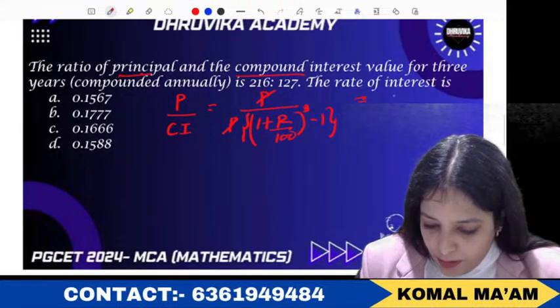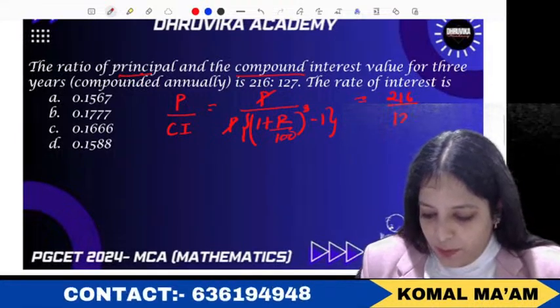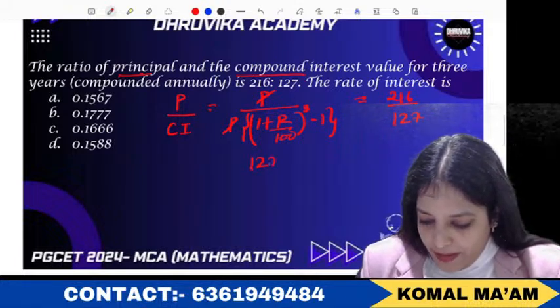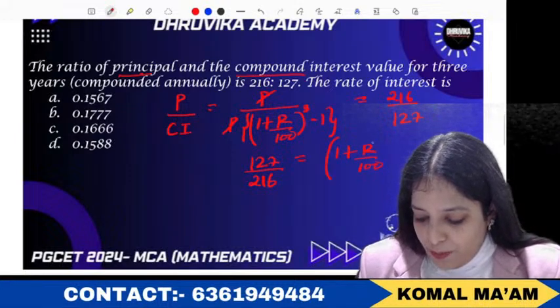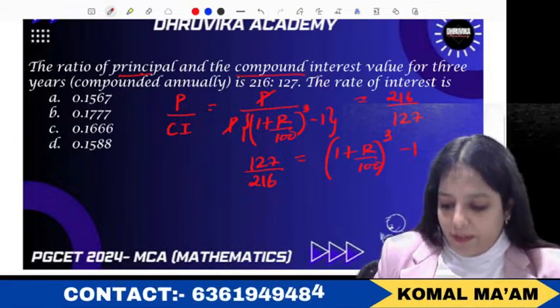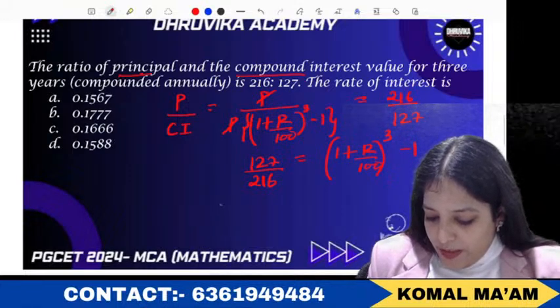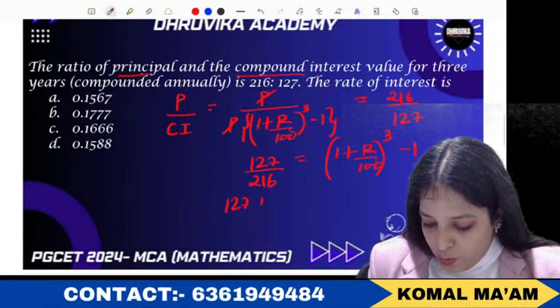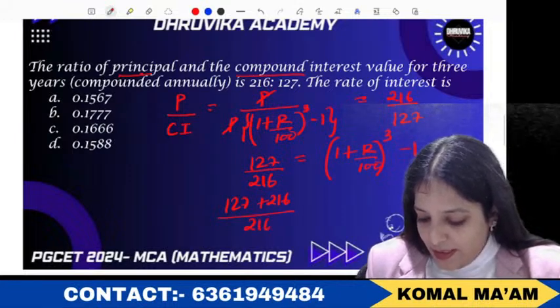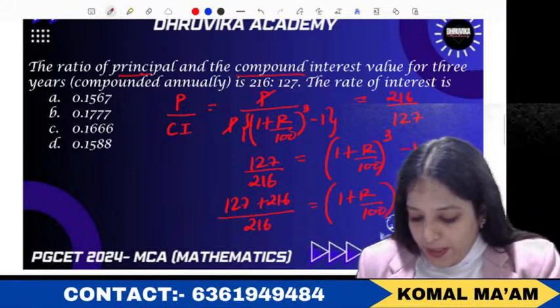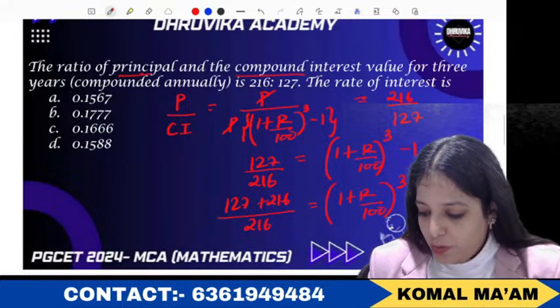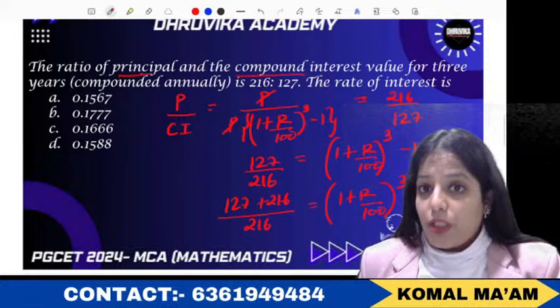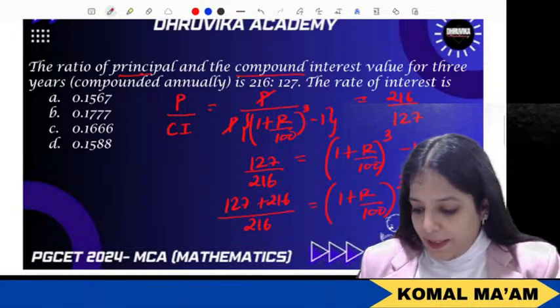This is equal to how much? 216 and 127. So I can write it like this: 127 upon 216 is equal to 1 plus R upon 100 raised to the power 3 minus 1. Now this minus 1 will get to the RHS and it will get added. So 127 plus 216 upon 216 is equal to 1 plus R upon 100 raised to the power 3. Now this 127 plus 216 is nothing but 343 upon 216. Now if you remember the cubes, you will automatically understand.